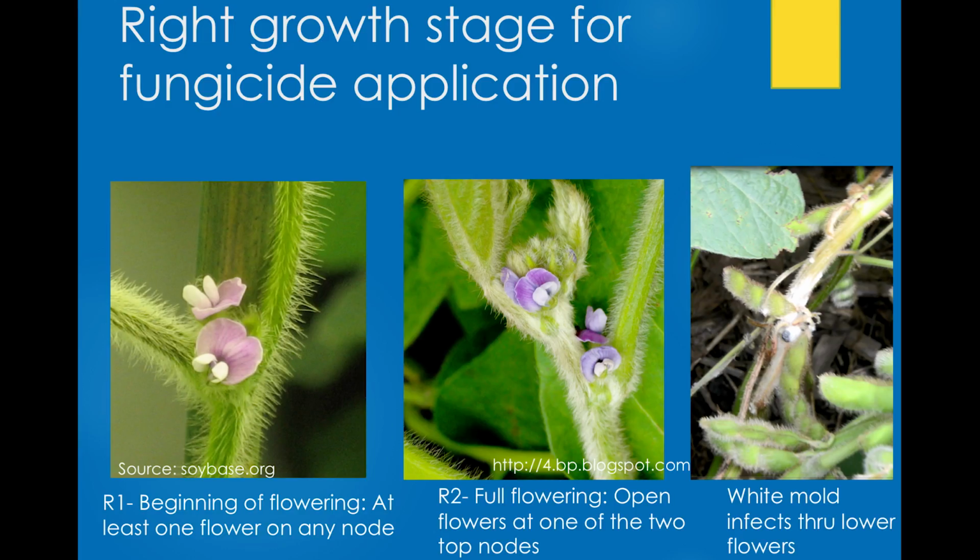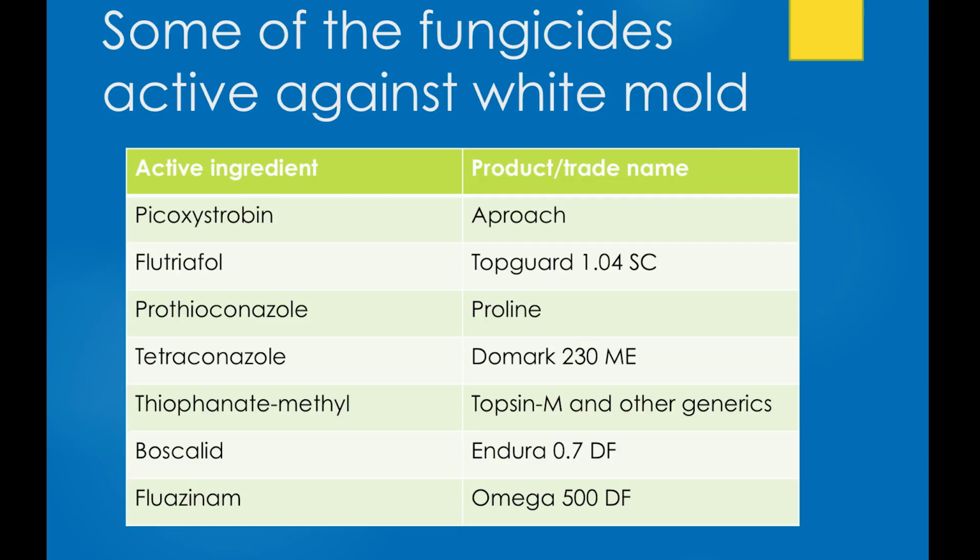One rescue treatment that we can do during the season is a well-timed fungicide. So we want to apply a fungicide at R1, that's the beginning of flowering, because that's the time when this pathogen infects the soybean. So timing for a fungicide is really important, and it's also important to have specific fungicides that are effective against white mold. So not every fungicide is effective.